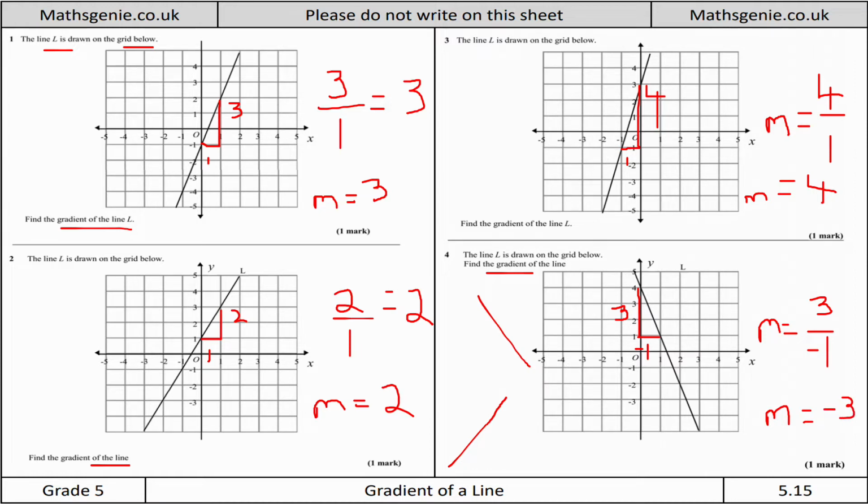Or the other way could have been that I go down 3 and then across 1, so it would be minus 3 divided by 1. Again, it would still give you the same answer, provided that one of the signs is negative and the other one is positive, for that question.